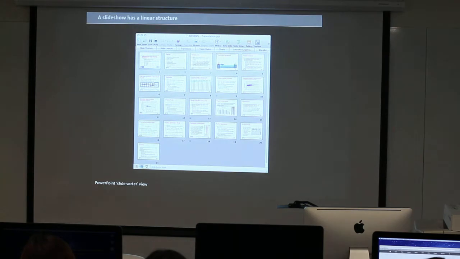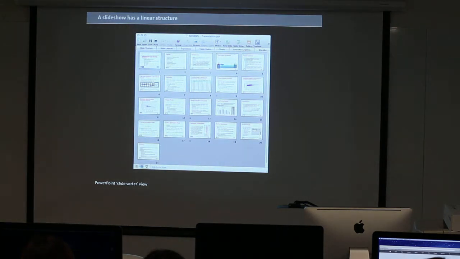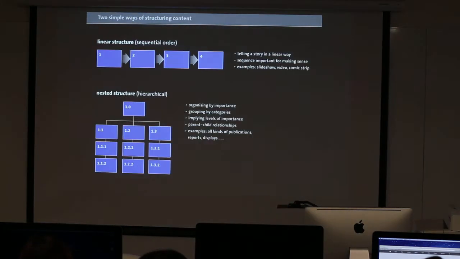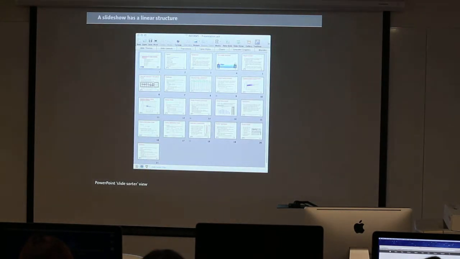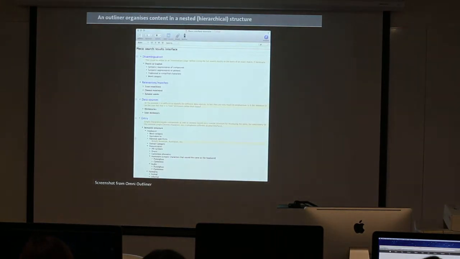Okay. So this is a linear structure. I'm showing you a linear structure right now with my slides. I can go back, right? But pretty much it's linear. I control it. And if you have an outliner, you can organize your content in a hierarchical format. So you need to plan your content based on this kind of hierarchical structure.